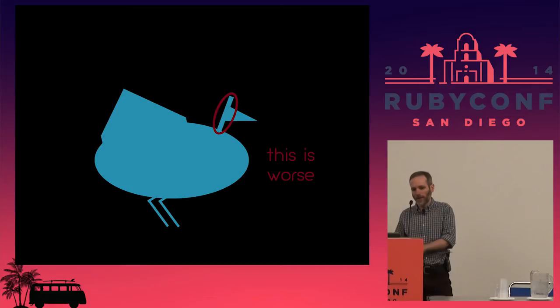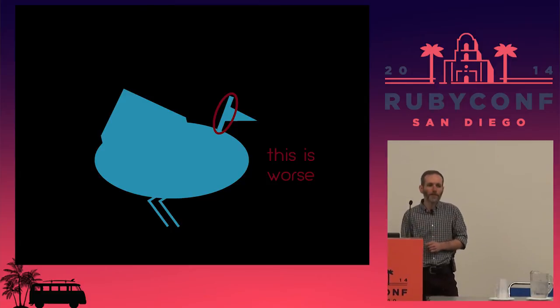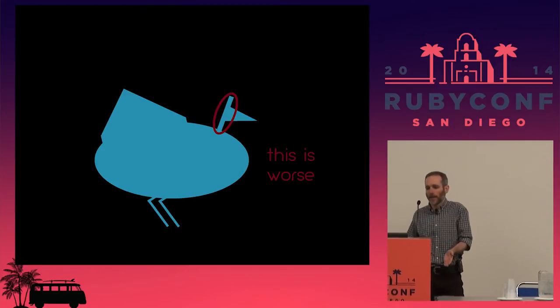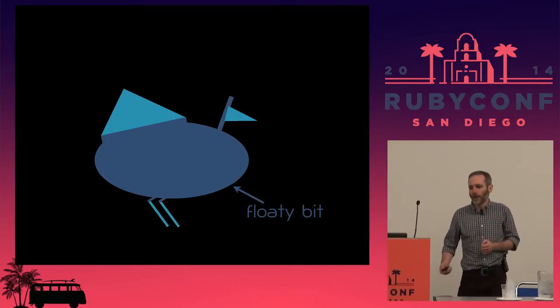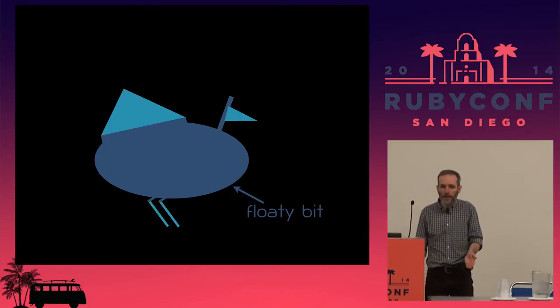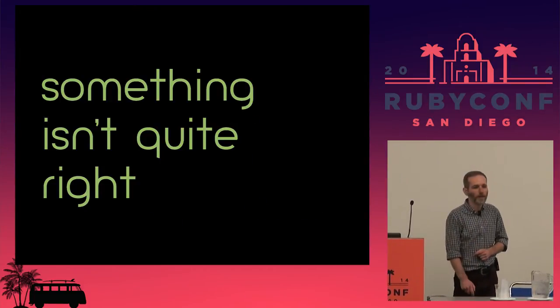Now, I've improved the shape of the quacking bit, but overall, our duck is worse. And it's worse because it doesn't really link up properly. Now, I can fix this, obviously. If you look at the floaty bit, we can see the angle is wrong and this thing sticks up too far. And of course we can just repair that. And it's easy to do, but I'm a little bit uncomfortable. Something isn't quite right here.